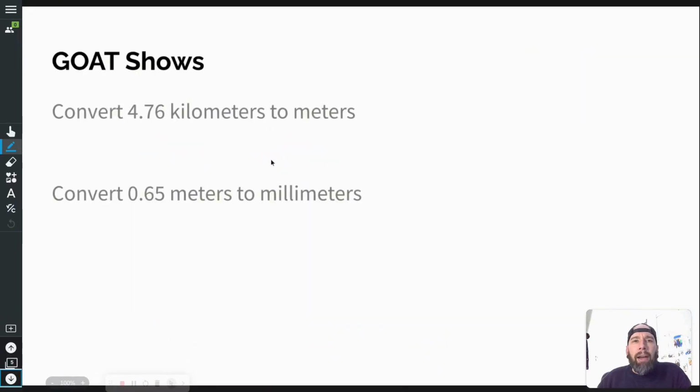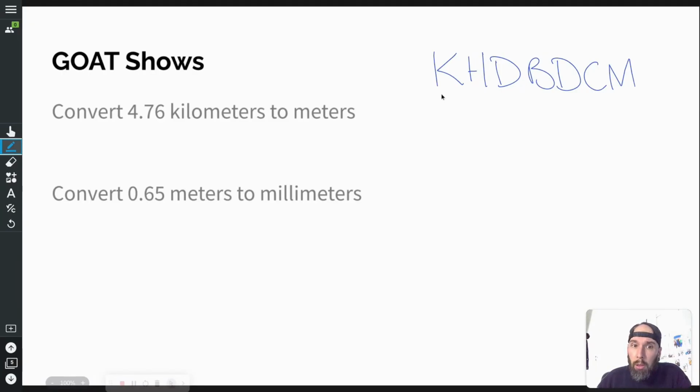King Henry died by drinking chocolate milk. Convert 4.76 kilometers to meters. We're getting smaller. Okay, so we're starting at kilometers and we're going to the right 1, 2, 3 spaces.